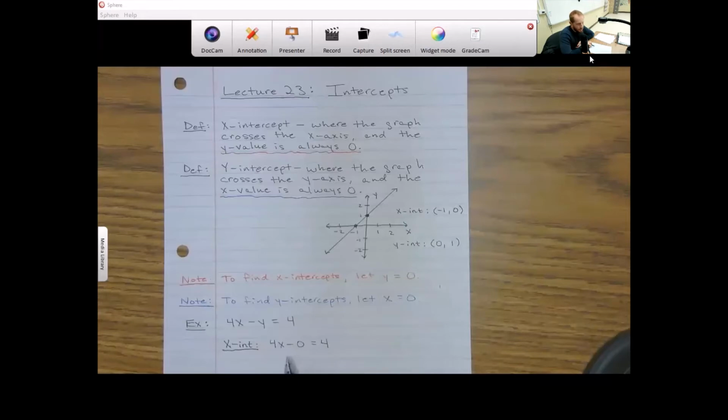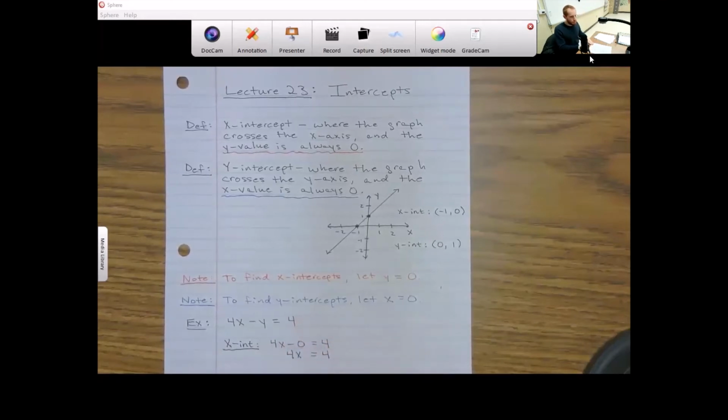Now, on the left side, I have 4x minus 0, right? Well, if I'm subtracting 0, does that necessarily change anything? Not really. I'm subtracting 0. I'm changing nothing about it. So really, the only thing that I should have on the left side is 4x. So I'm going to have 4x equals 4.